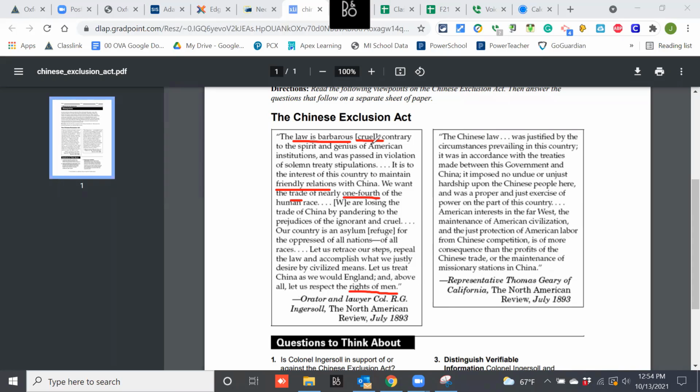Okay, so it sounds like Colonel Ingersoll is against the act. He thinks that it's cruel. It doesn't represent America very well. We want to have friendly relations. It's important with China trade-wise, which is obviously true today. And he also wants to respect the rights of men everywhere.